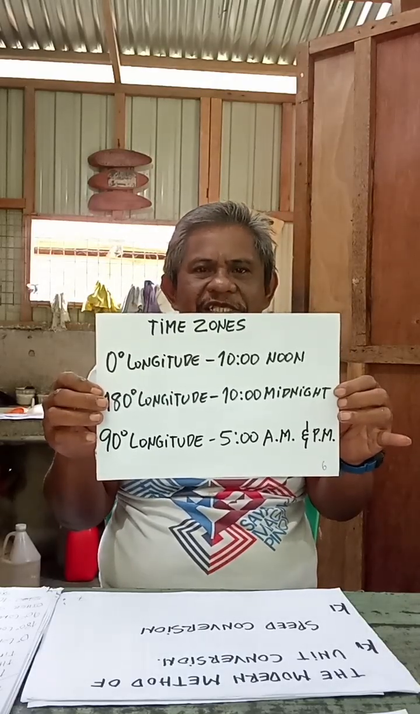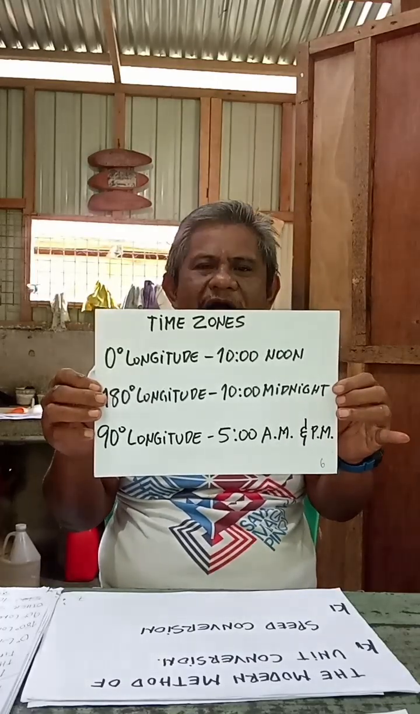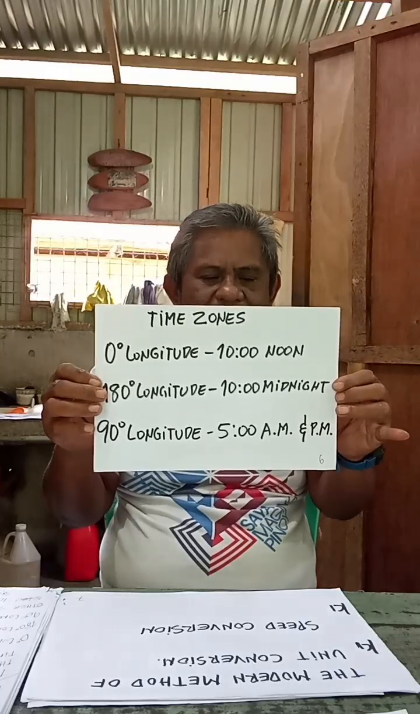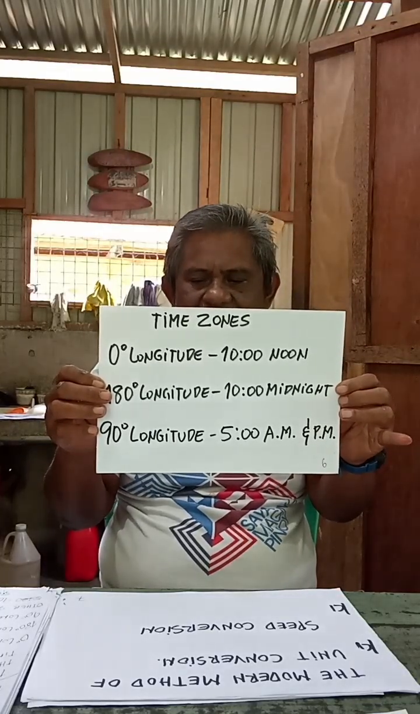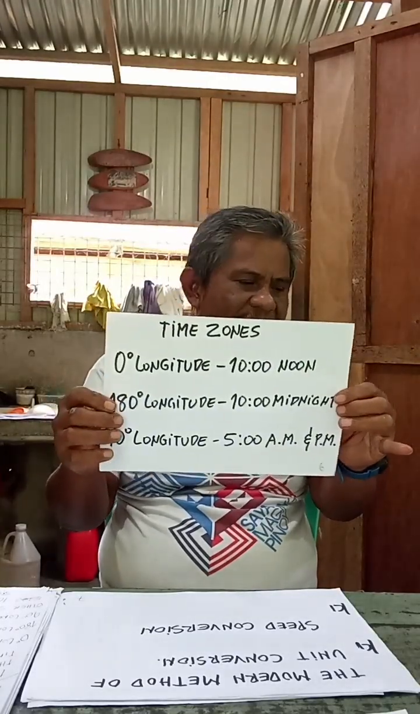Alas 10 ng hating gabi. Alas 10 sa tungang gabi. 90 degrees longitude west is 5 o'clock AM. And the other side of the time zone, 90 degrees longitude east is 5 o'clock PM.